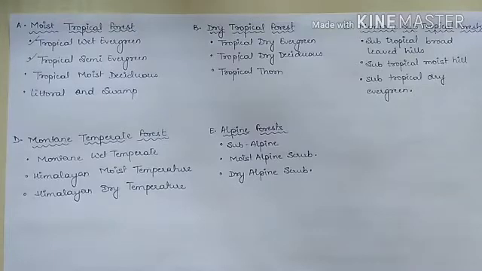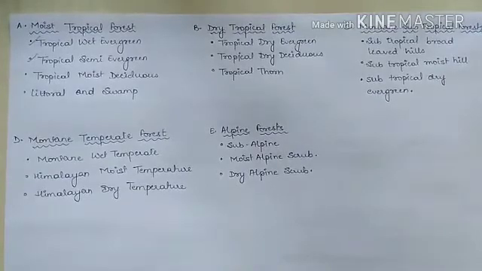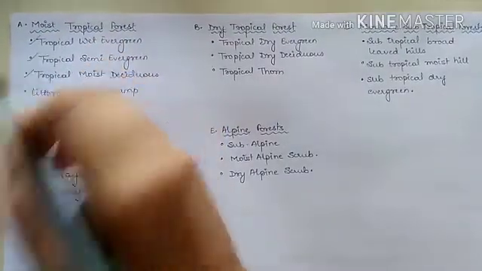Now these forests are very useful because they yield valuable timber and several other forest products. The main species found here are teak, sal, then we have badam, dhoop, then bamboo, jamun, rosewood, mahua, etc. So this was tropical moist deciduous forest.